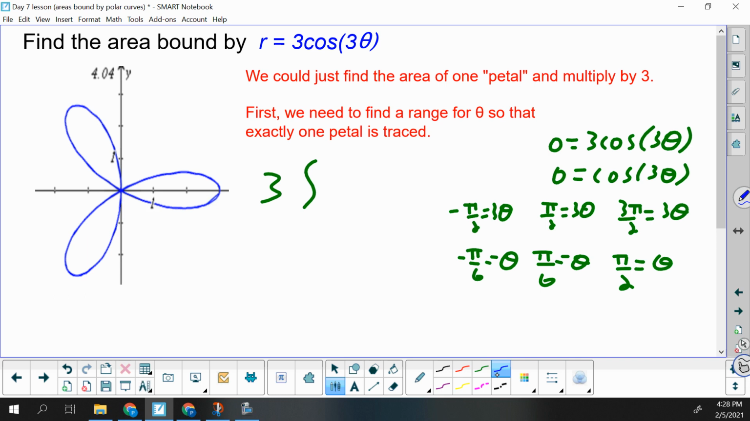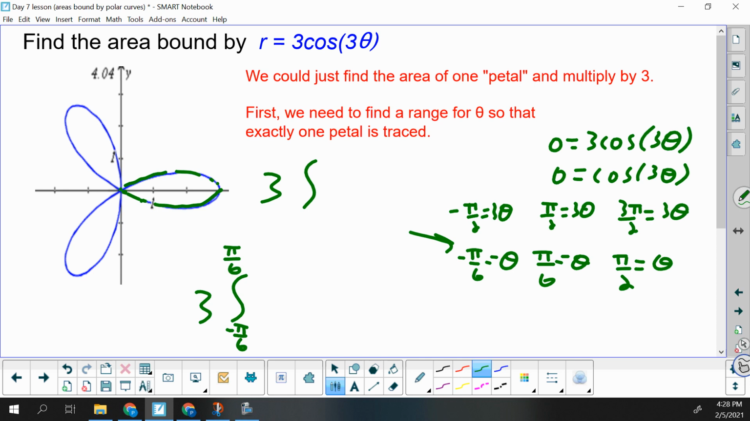And we've got to see, where's this graph starting? If you put in 0 for theta, cos of theta is 1, and we get back 3. So that's our point at theta equals 0. That means our petal is starting at our solutions here that are on either side of 0. So this one here, then going this way, that must be the negative pi over 6. And then it comes through here at theta equals 0, and then it finishes the petal at positive pi over 6. So we're going to do it as 3 times the integral of negative pi over 6 to pi over 6.